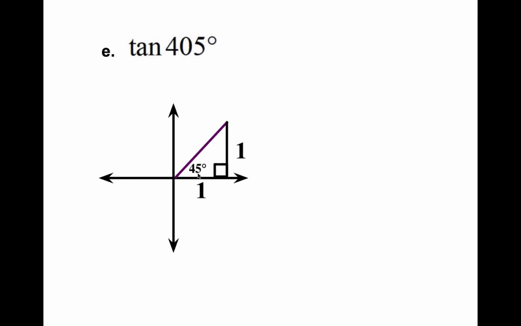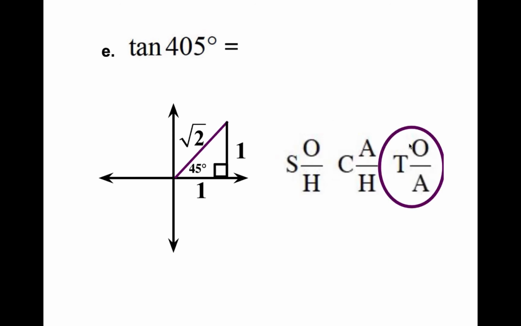The legs are 1. The hypotenuse is root 2. Right is positive, up is positive. To find the tangent ratio, it's TOA, O over A. So from this angle, opposite is 1, adjacent is 1. 1 over 1 is 1.